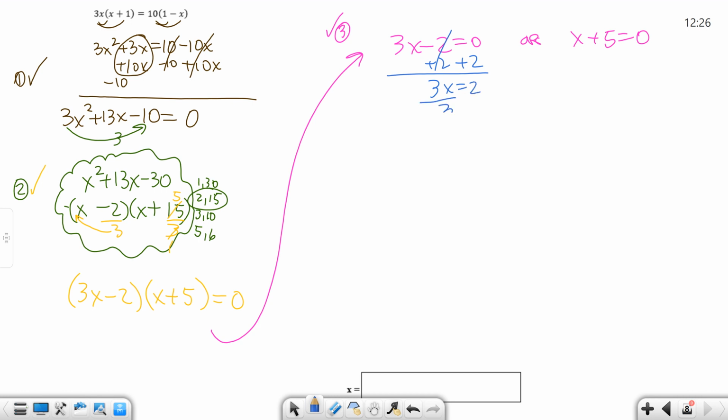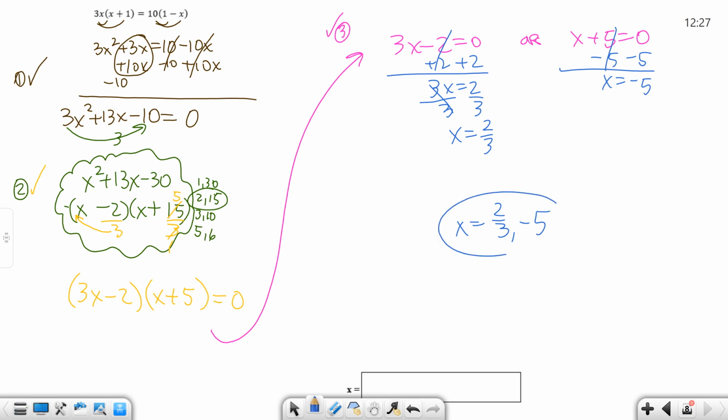3x equals 2, divide by 3, and x is equal to 2/3. Over here, subtract 5. Oops. So then x equals 2/3 or negative 5. So 2/3, negative 5. 2/3 or negative 5.